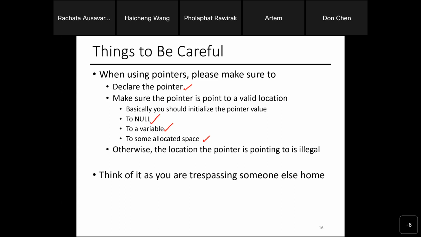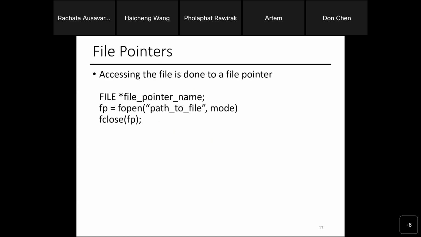The way I think about this, as I said, any data has an address, which is the home for the data. If you don't point at the right location, if you walk into someone else's data, it's as if you're walking into someone else's home. And that's not okay. So what will happen is the OS will kill the process. Basically, if the program you run has illegal pointer access, that process gets killed. All right, there's also a special pointer, what I'll call a file pointer.